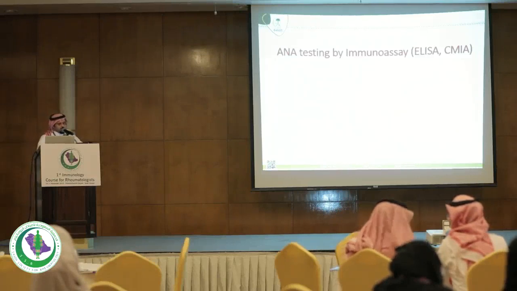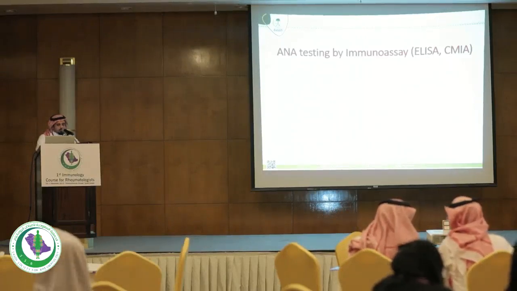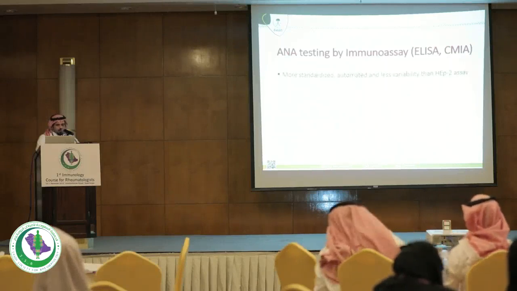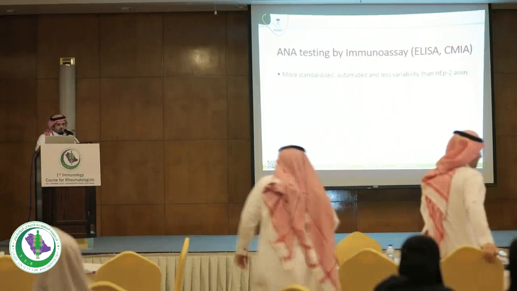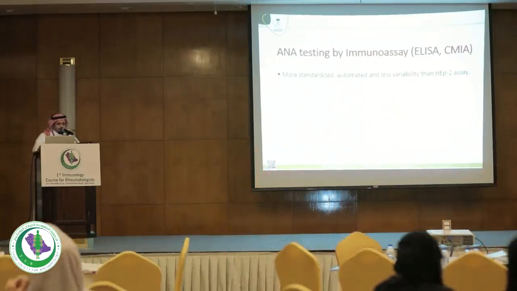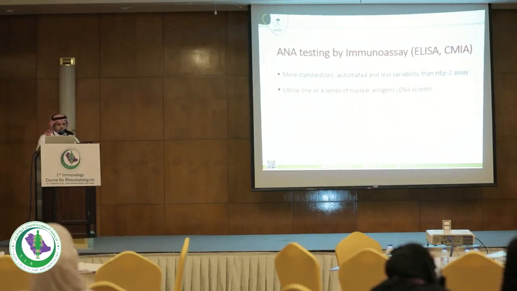As we mentioned before, ANA is usually screened by immunofluorescence, but there are also lots of other methods that can be used to detect ANA. One of them is immunoassays, either ELISA or multiplex immunoassay. They might have more benefits than using immunofluorescence. One of them is that it's more standardized. It's automated and less variable than HEp-2 assays, and utilizes a series of nuclear antigens.